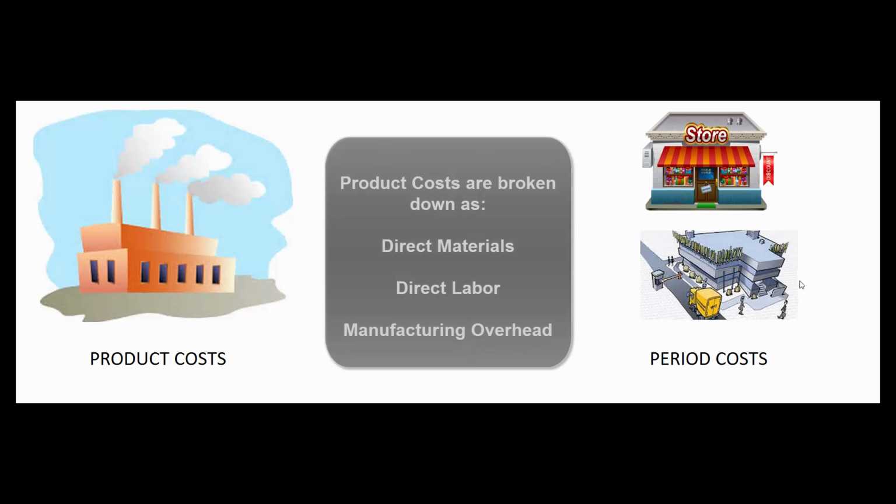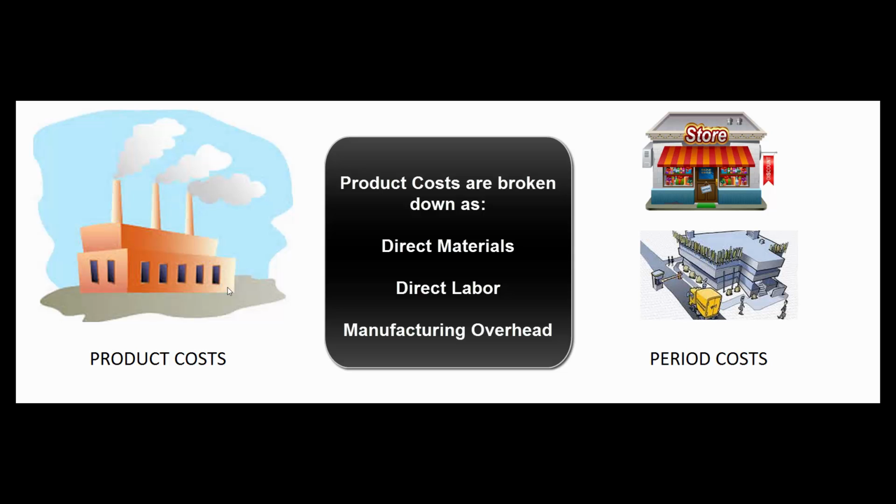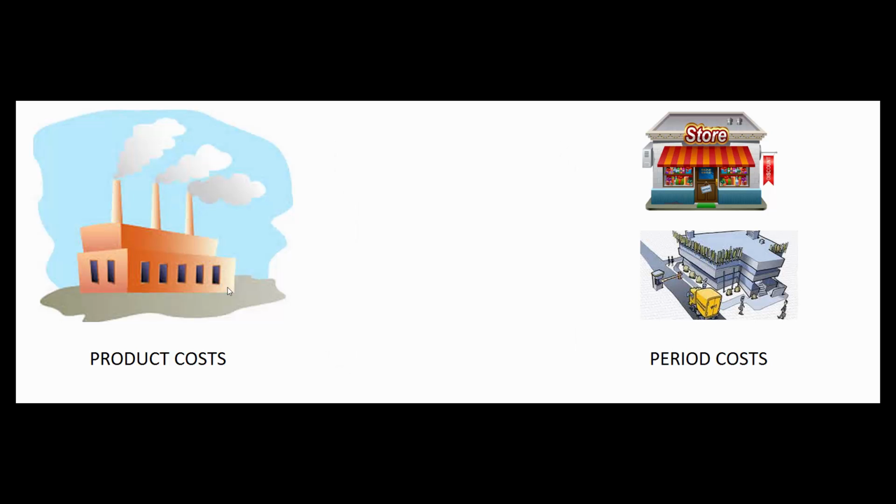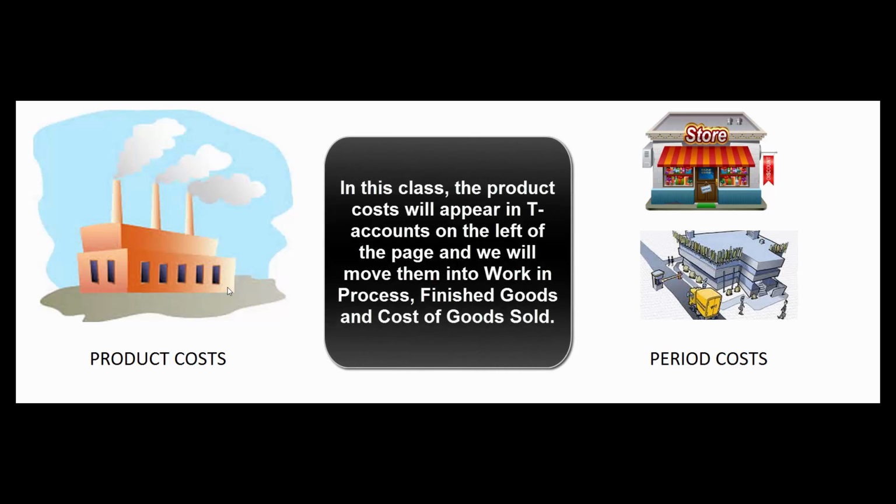And the next thing we have to do is divide our product costs up into three major categories: direct materials, direct labor, and manufacturing overhead. And we have to figure out how to apply those costs, how to track them as they go from the left-hand side to the right-hand side. And that'll be the subject of our next video.